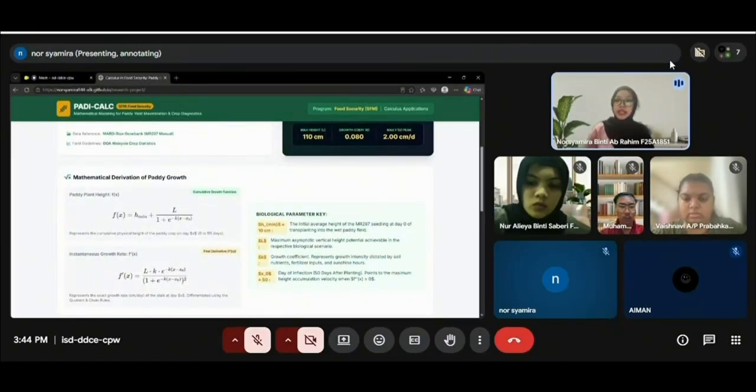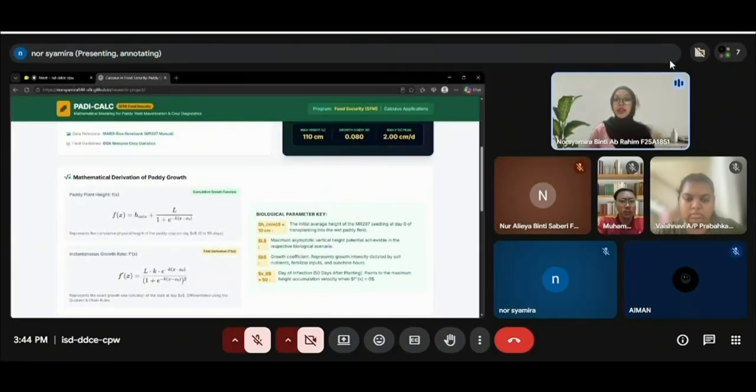Calculus meets bioscience. The function f(x) models physical height over the 150-day cycle. The first derivative f'(x) gives the instantaneous growth rate in centimeters per day. On day 50, the second derivative f''(x) equals 0, marking the inflection point where the plant hits its absolute maximum growth speed.